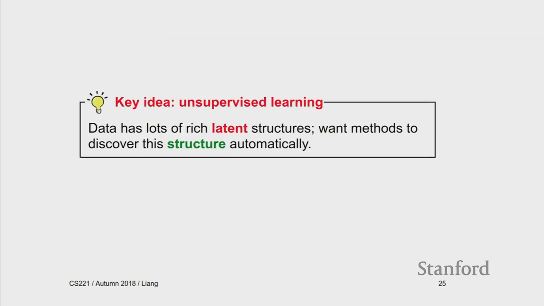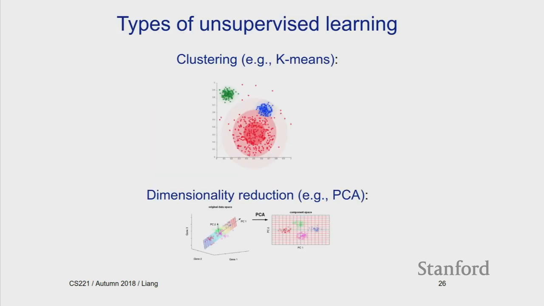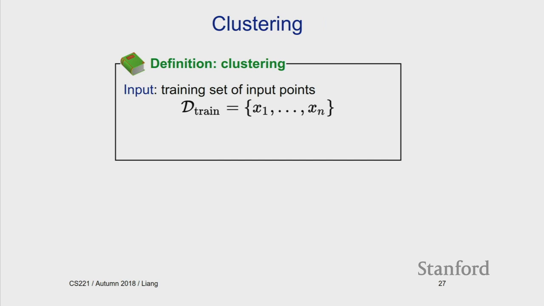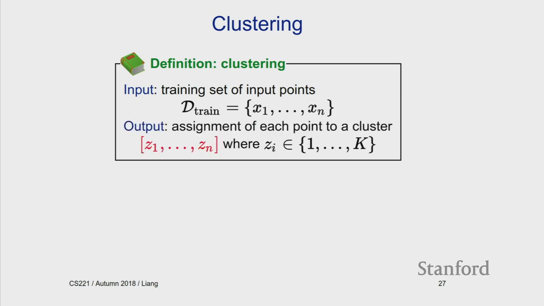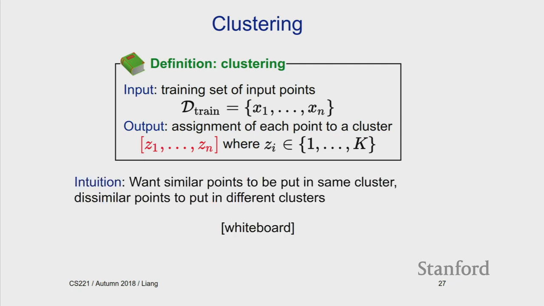Okay, so the key idea of unsupervised learning is that you have data that's sitting there, and it has a lot of latent structure, so structure that you don't see, and you want to discover the structure automatically. There are many types. There's clustering, there's dimensionality reduction. In this lecture, I'm going to focus on clustering. So the formal setup in clustering is that you're given n points, x1 through xn, and you want to output some sort of assignment from each point to a cluster.